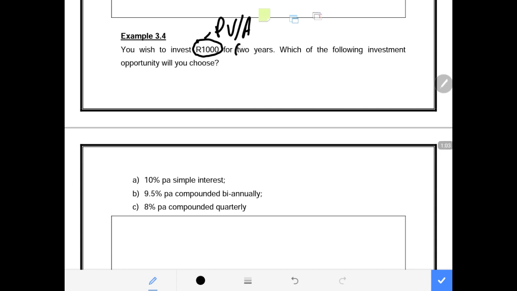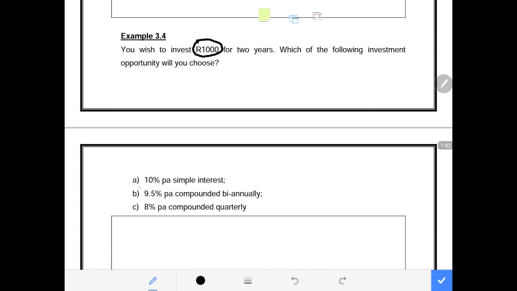The amount is invested for a period of 2 years, and we know that 2 years will be N. It does not matter whether you are dealing with it from a simple interest point of view or from a compound interest point of view. N still remains the number of years the amount has been invested. And they ask, which investment opportunity will you choose? So now we need to choose out of the 3 investment opportunities that are available.